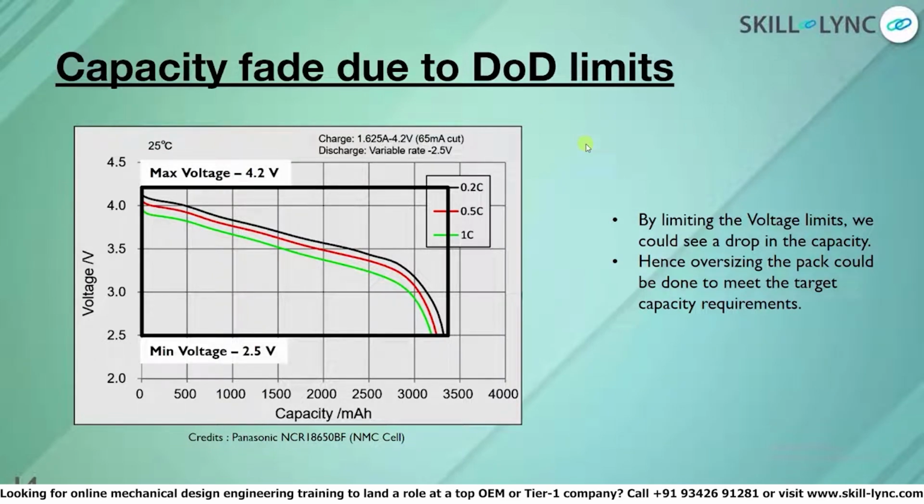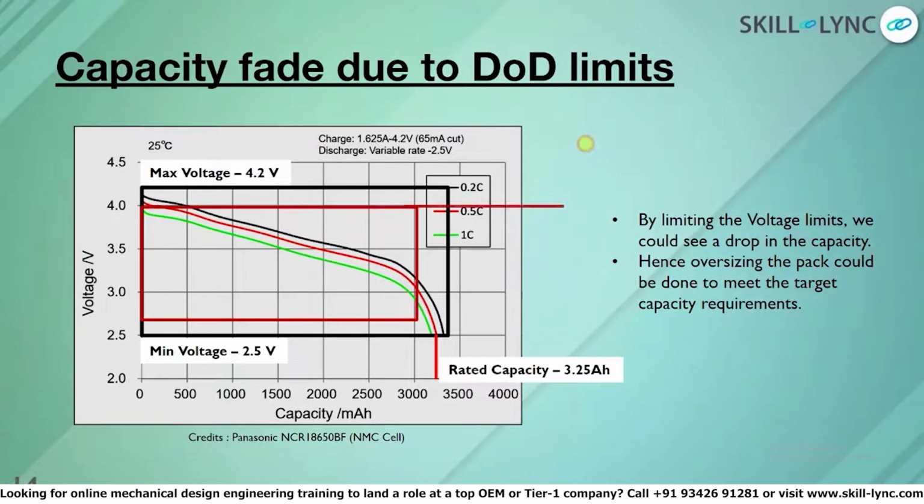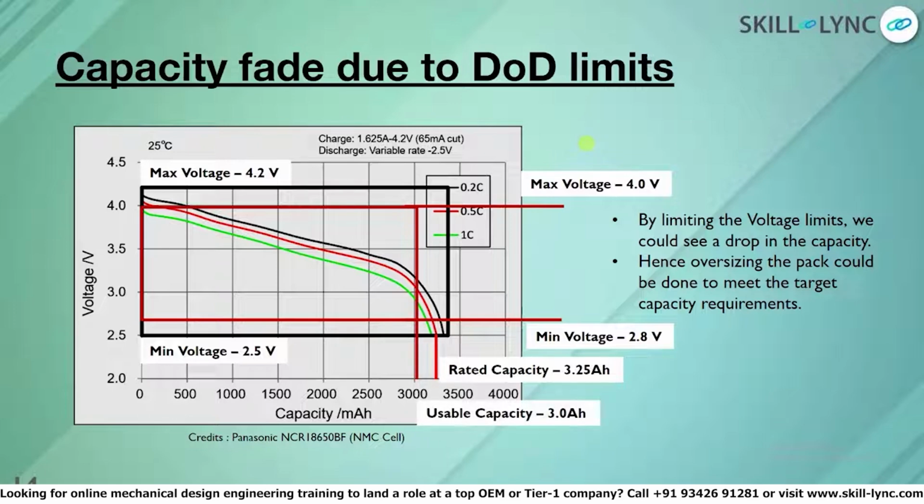For that, under a standard condition of 0.5 C discharge, we can see that it has a rated capacity of 3.25 Ah. Now when we chop off the charge stress area and make the maximum voltage 4 volts and limit the minimum voltage to 2.8 volts, we can see the portion that we have removed, there is a capacity drop, and that comes to a usable 3.0 Ah. So when we chop off the voltages, there is a capacity drop, but by doing that we eliminate the charge and discharge stresses, which helps in improving the life cycles of the cell.